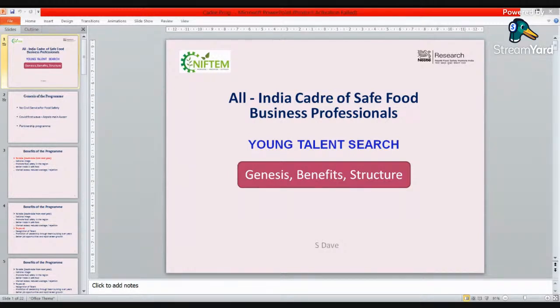But then we also needed an institution that will conduct the examination, because Nestle Food Safety Institute is not in the business of conducting examinations. So I contacted some institutions in the country. Finally, I decided that we'll talk to NIFTEM, which is also near Delhi, and then Nestle Food Safety Institute and NIFTEM both are very close to Delhi, so it becomes easier, logistically convenient to handle the entire work.